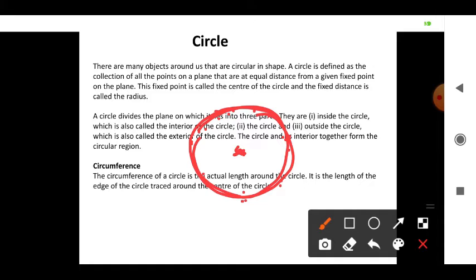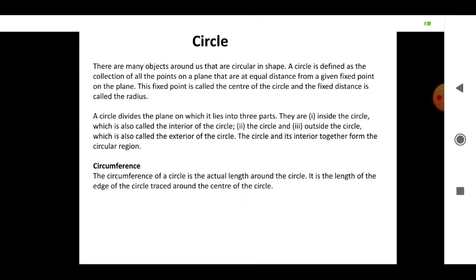The fixed point is called the center of the circle. See, this one you call the center of the circle. And the fixed distance, from here to this point, to this point, if you draw a line, that will be a radius.